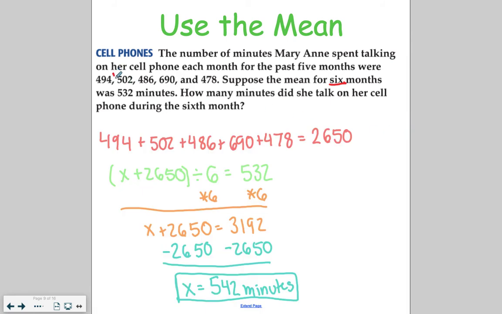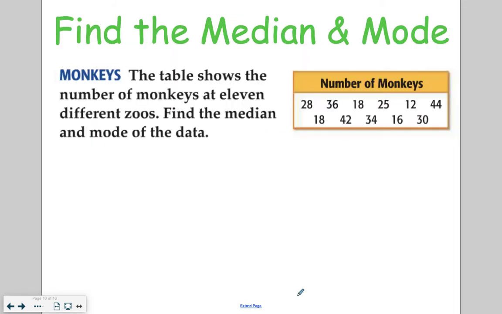So you add up the values that you have, the 5 that you were given, plus that bonus 6th month, and then you're going to divide by 6. So to get rid of dividing, you multiply. To get rid of adding, you subtract, and you find out in that last month she talked 542 minutes. So that covers our mean information.